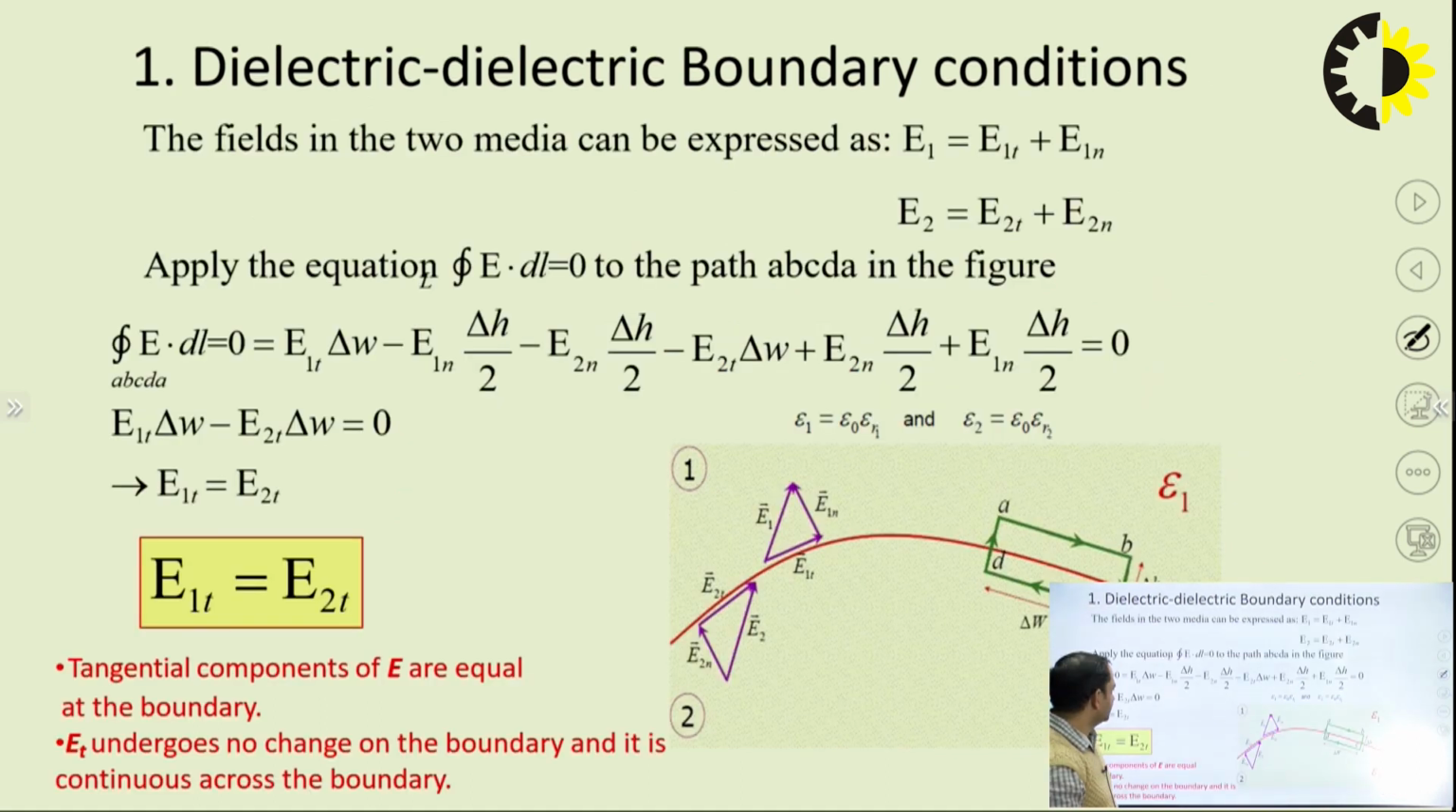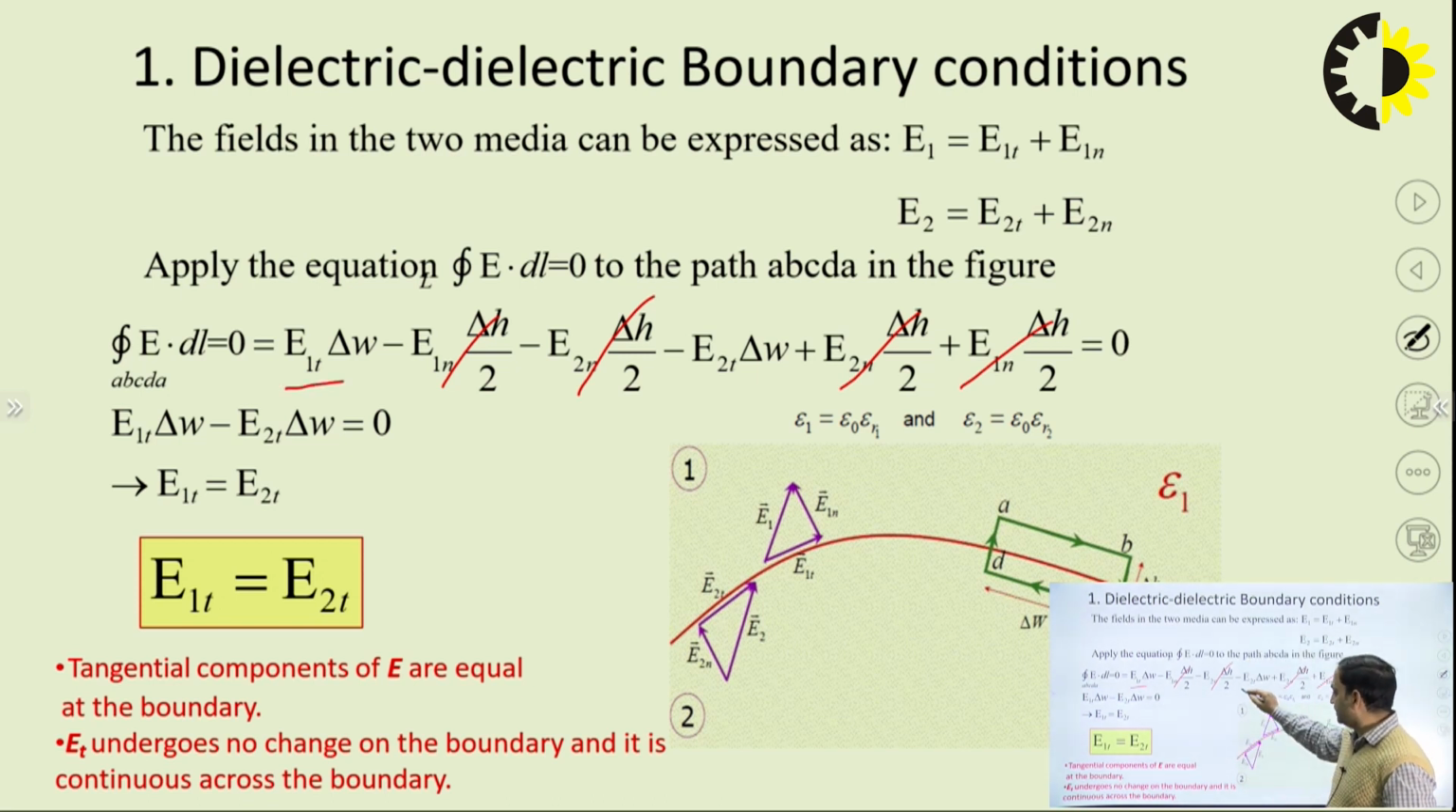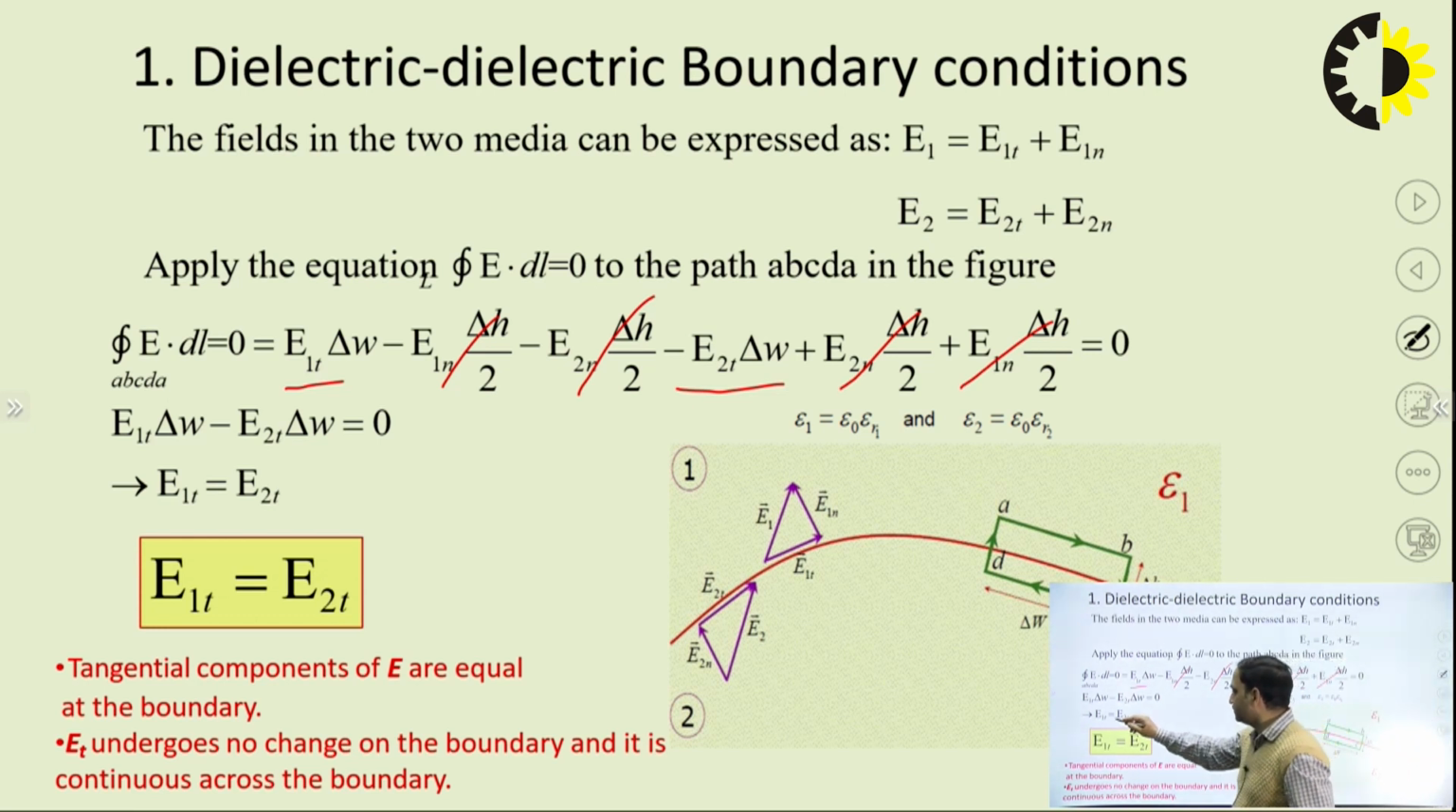So ∮E·dl equals 0, and this is E1t delta W, minus E1n delta H by 2, minus E2n delta H by 2, again minus E2t delta W, plus E2n delta H by 2 and E1n delta H by 2. We can see that the normal terms cancel out with the minus signs. So what is left is E1t delta W minus E2t delta W equals 0. This is the equation which we got.